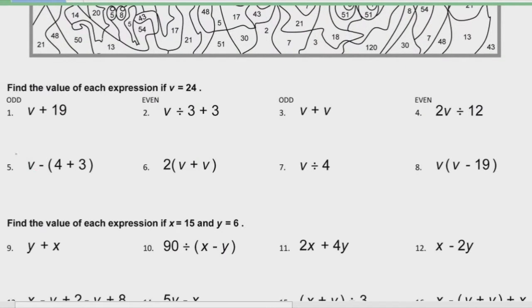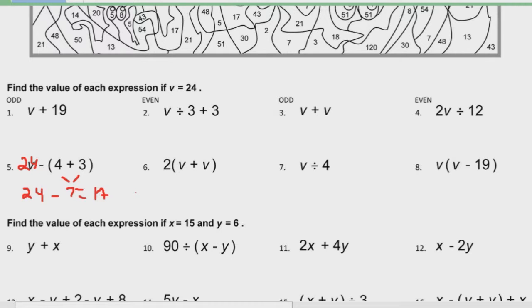All right, welcome back. So we're doing number 5, and v is going to be turned to 24, and you've got 24 minus (4 plus 3). Now remember, when you have parentheses, you have to do whatever's in parentheses first. So we have to do 4 plus 3 is 7. We have 24 minus 7, which equals 17. So you're going to get 17.